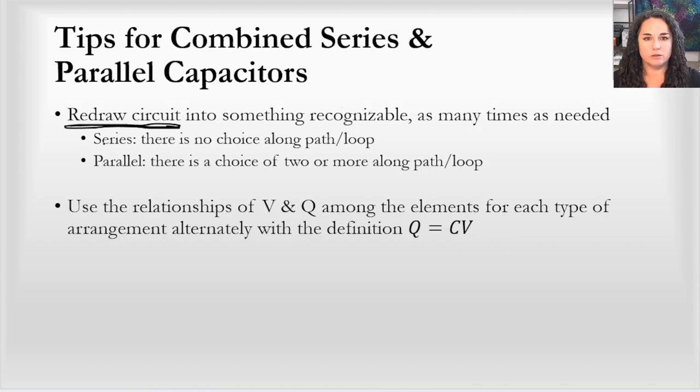Okay. Remember, with series, there's no choice along a path or a loop for two circuit elements to be in series, and in parallel, there is a choice. So when you're redrawing, that should help you draw out the circuit. Once you get things redrawn and you're looking at relationships, notice that you can use the relationships for voltage and charge for series and parallel, along with this relationship that we learned previously in capacitors, Q equals CV. And you can relate charges and voltages with that Q equals CV, and also with whether you're in series or parallel. So I'll give you an example of that.